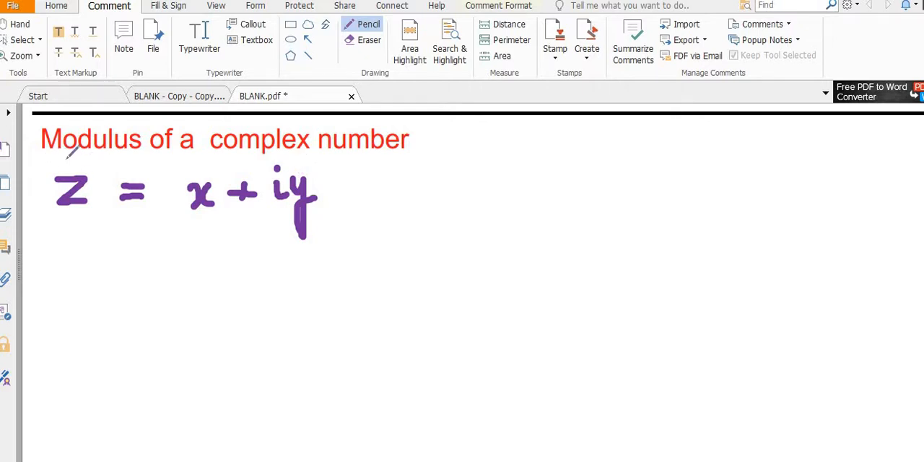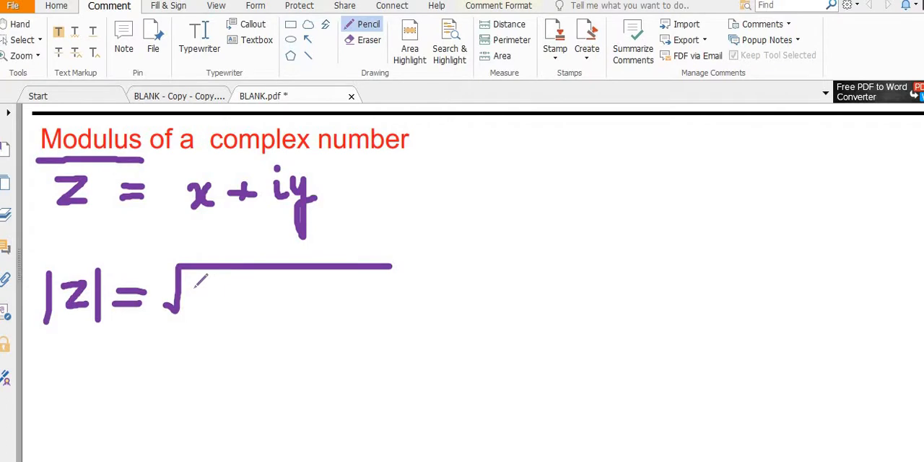Now what do I mean by the modulus of a complex number? We define or denote the modulus of a complex number like this, and the modulus of a complex number is actually the square root of x square plus y square. So basically, what are we doing? I am squaring the real part of the complex number and adding to that the square of the imaginary part, and when I square root that, that is what I mean by the modulus of a complex number.